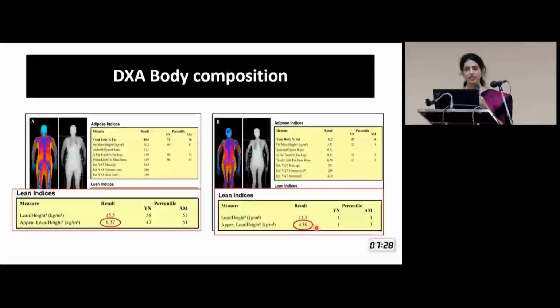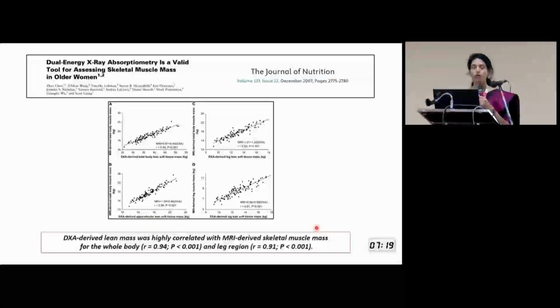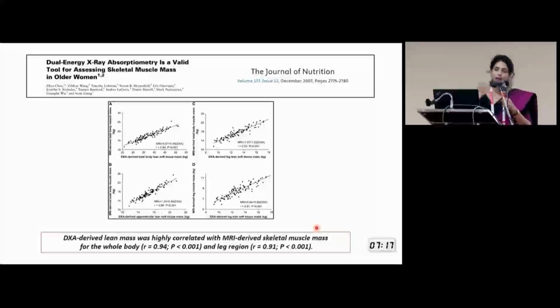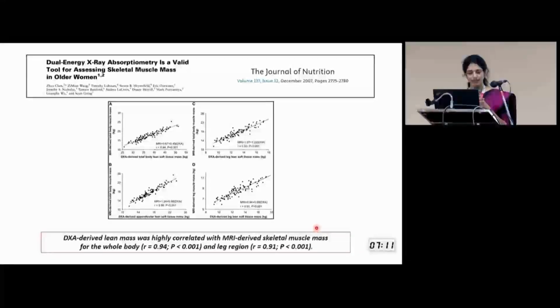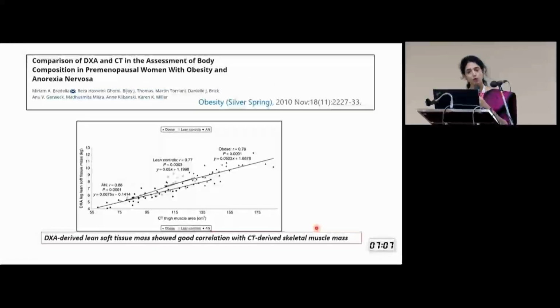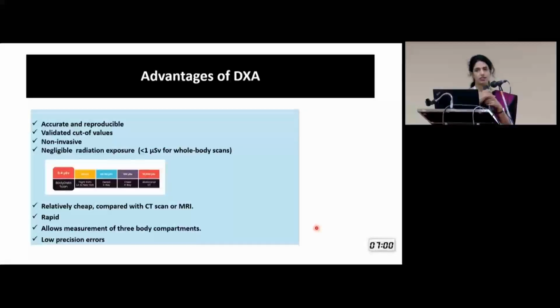Over the years, DEXA has evolved as one of the standard techniques for assessment of muscle mass. Again, this is an area which is slowly evolving, and the guidelines are just coming out. DEXA was also validated against the previous gold standard techniques, that is CT and MRI, and showed good correlation of DEXA-derived lean mass with the MRI-derived skeletal mass and also with the CT-derived skeletal mass. So again, this speaks to the utility of DEXA for assessing muscle mass.